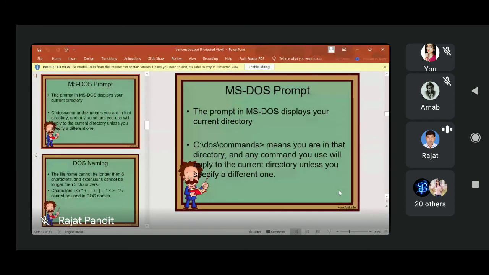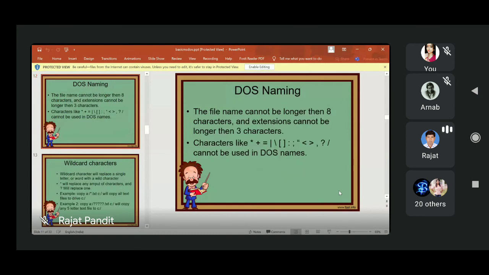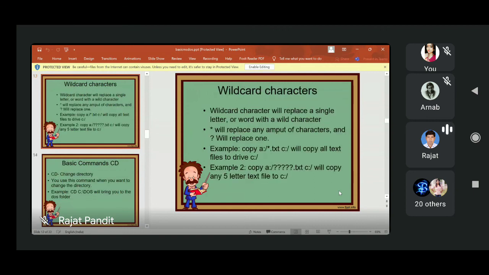The prompt of MS-DOS displays your current directory. So C colon DOS commands means you are in that directory. The file name cannot be longer than 8 characters and the extension cannot be longer than 3 characters. Characters like star and plus cannot be used in DOS names. So there is a wildcard character. What is a wildcard character? A wildcard character will replace a single letter or word. So basically wildcard characters are the asterisk and the question mark.